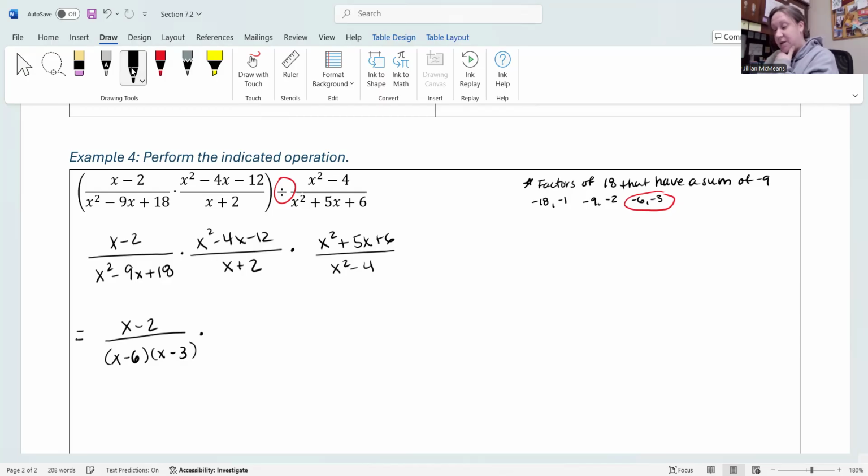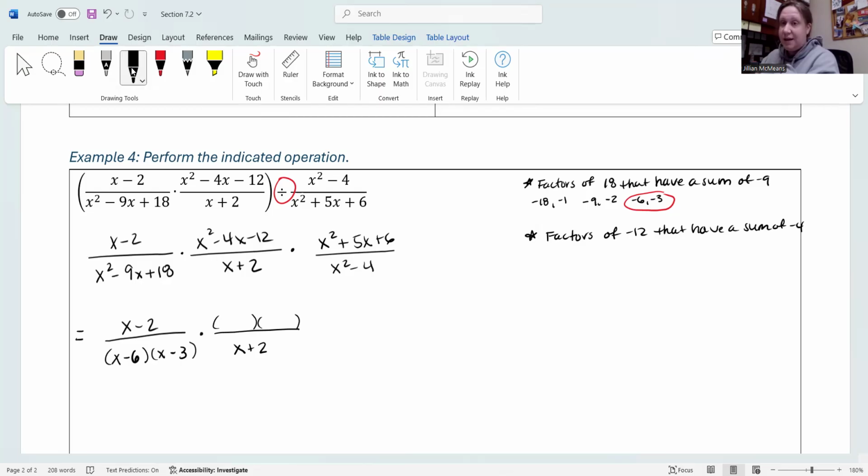Now, my second expression, I need to factor the numerator. The denominator is as good as it's going to get. So for the second numerator, again, I have a quadratic trinomial where a is 1, so I can jump straight to the 2 binomials. And this time, I'm looking for factors of negative 12 that have a sum of negative 4. So when you're multiplying and getting a negative product, your factors have to have different signs. So one has to be positive, one has to be negative.